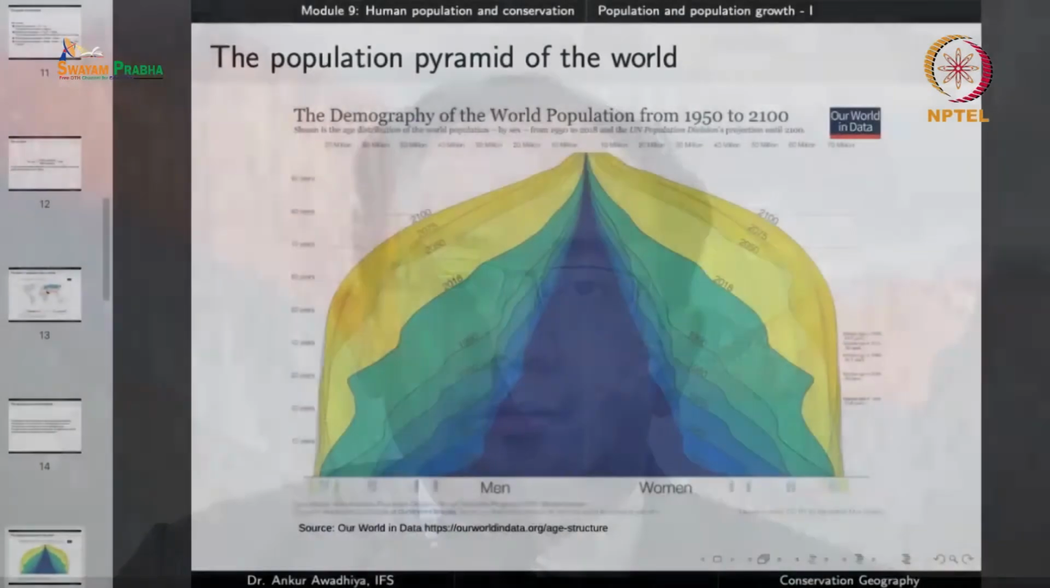Earlier the population growth rate was very high. Now the population growth rate has been reducing, and in a short while we will reach a stage where the world population will become constant. And it is expected that the world population will be stabilized at around 11 to 12 billion people.